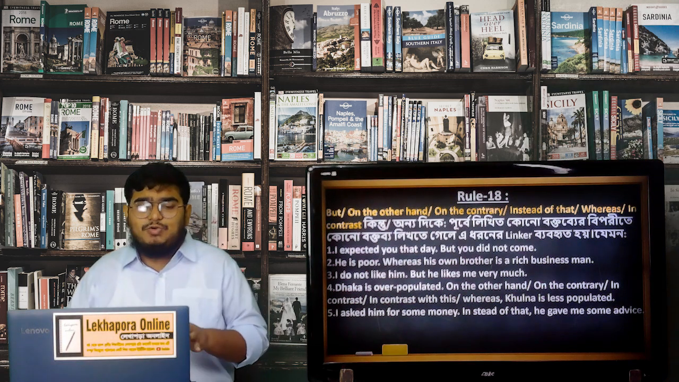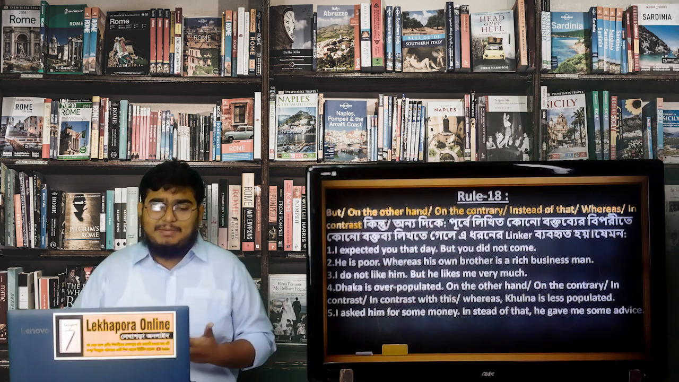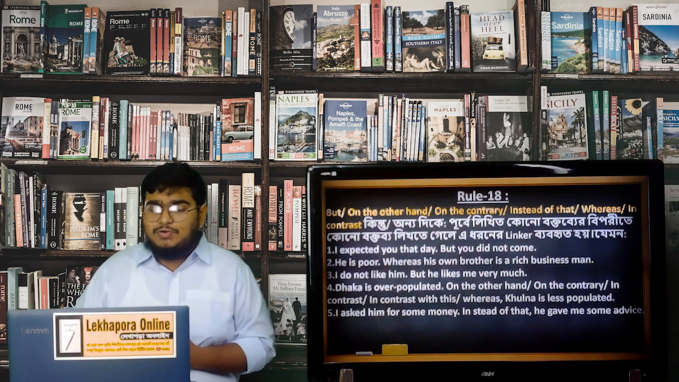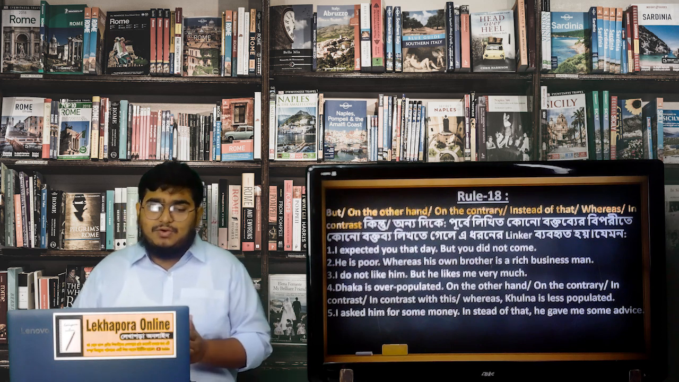So if we step on rule 18, we can see some words like but, on the other hand, on the contrary, instead of that, in contrast.